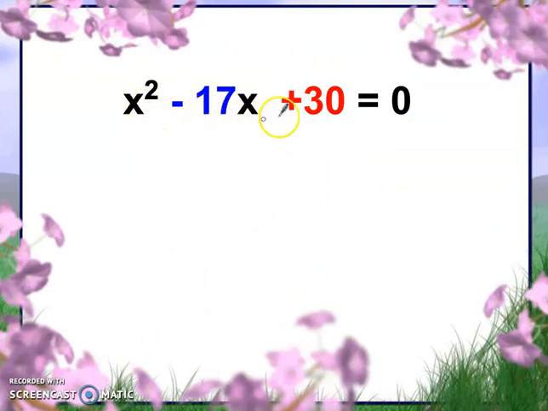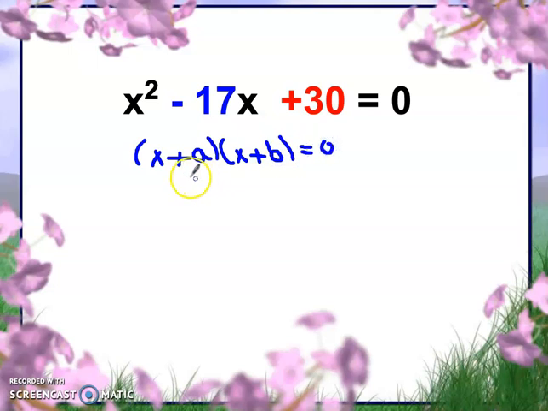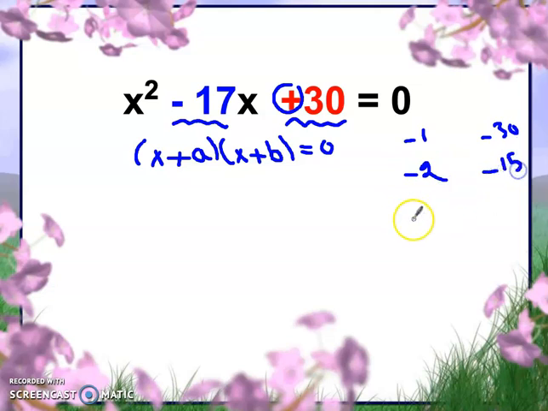x squared minus 17x plus 30 equal to 0. So x plus a times x plus b equal to 0. Now to find a and b, search for two numbers whose sum is minus 17 and the product equal to plus 30. Because the product is positive and the sum is negative, then a and b should be negative. Because minus 1 times minus 30, their product is positive and their sum is negative, as we need. So we have minus 1 times minus 30, minus 2 times minus 15, and minus 3 times minus 10.